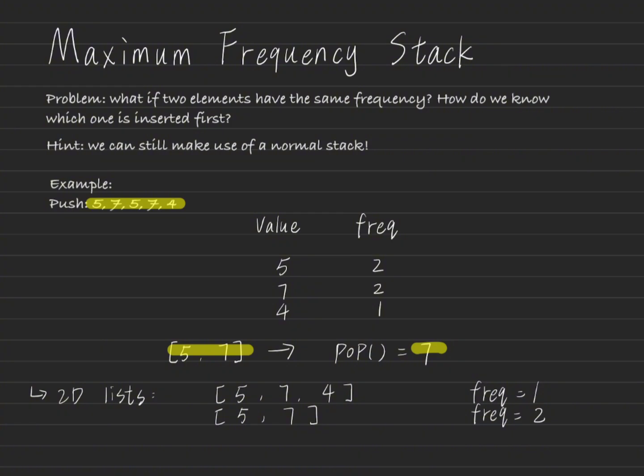In other words, if we can keep track of a 2D list where we store both the frequency information and, if they have the same frequency, the order in which they're inserted, then we can pop the most frequent element, and if there are multiple elements, pop the one closer to the top of the stack.